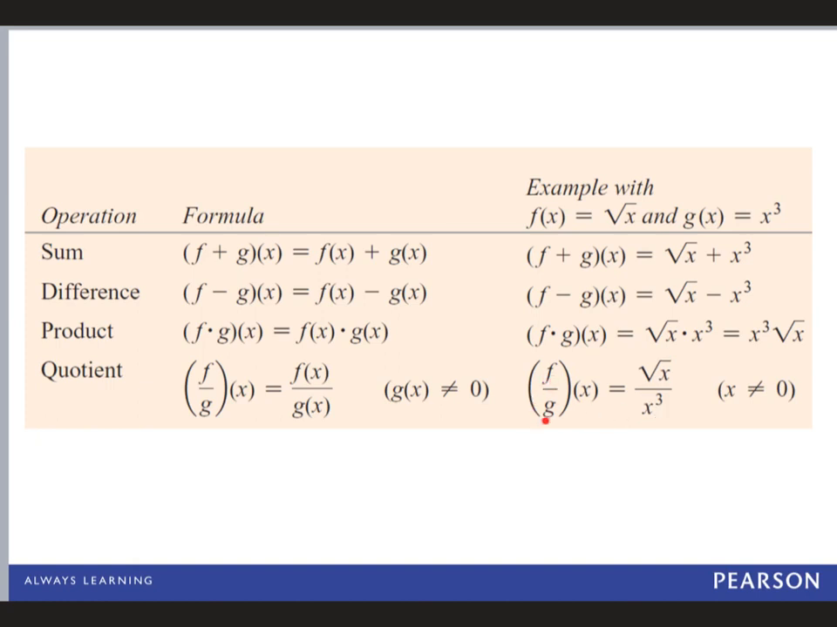The g of x is on the bottom. So g of x is x cubed, so x cubed is on the bottom. Note this important thing about the domain. When you're dividing functions, you cannot evaluate things with 0 in the denominator because we're not allowed, of course, to divide by 0. So we make this extra little stipulation that x cannot equal 0. So we write x is not 0.